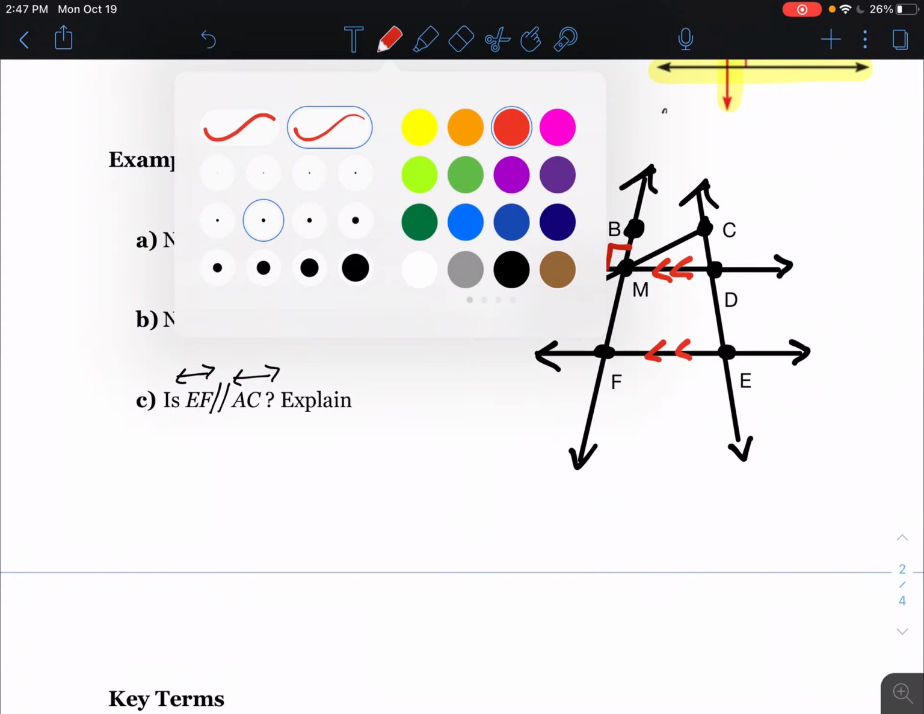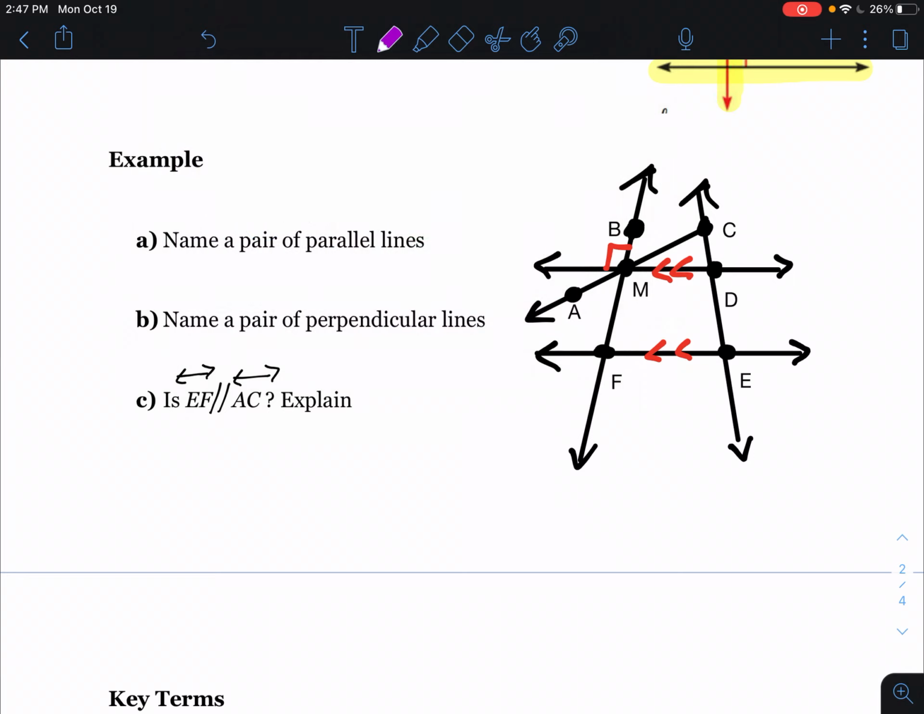I want to name a pair of parallel lines. Name a pair of parallel lines. So some notation. You see these little arrows right here? Those little arrows are trying to tell you that this is parallel to something. It's parallel to something that has the same number of arrows. So this guy and this guy have the same number of little arrow signs. That means that they're parallel.